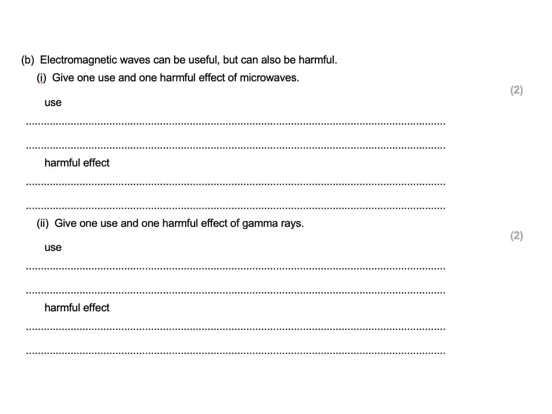We are now asked to give a use and a harmful effect of microwaves. So a use of microwaves, we could say cooking. We could also say satellite communications if we want to. A harmful effect could be heating of internal body organs. It's important to note we cannot say cancer for microwaves, as that's not true because they are not ionizing.